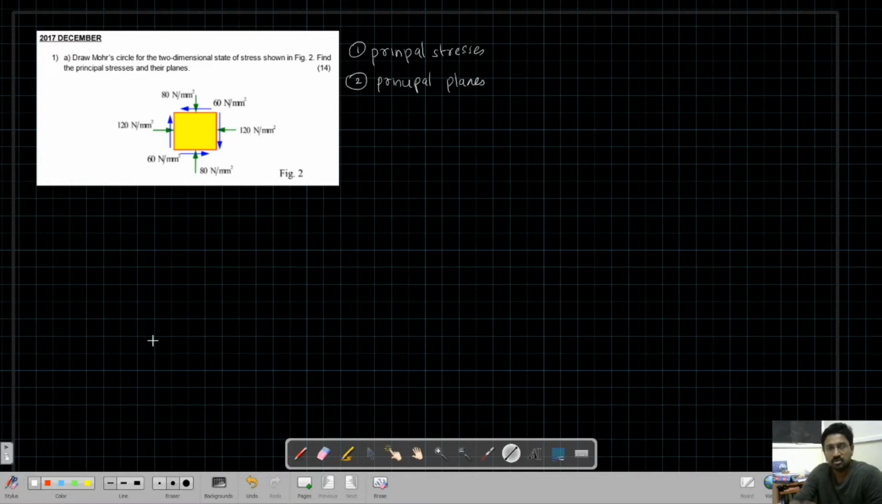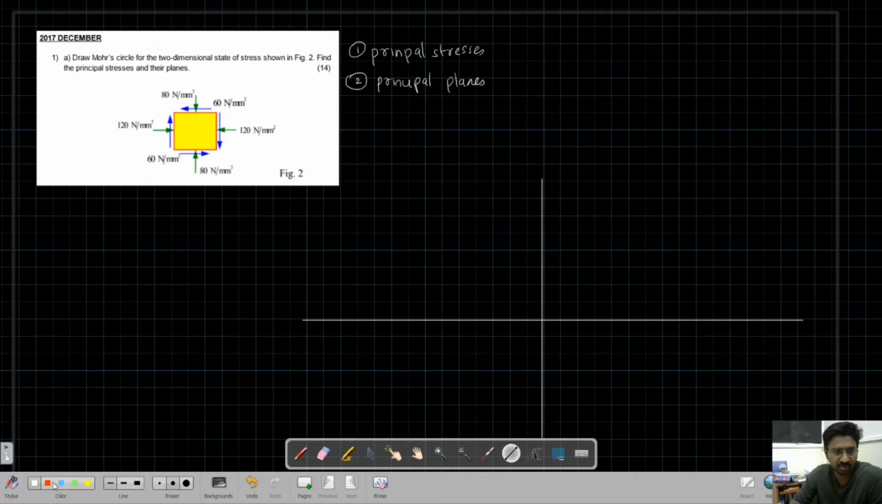In the KTU paper, you will not be given a graph paper. You have to draw in your answer sheet booklet only. So you should be able to draw an axis with proper scales. So I will try to draw an axis here. Let's say this is my sigma axis. I also need a shear axis. So this is my positive sigma, this is my negative sigma.